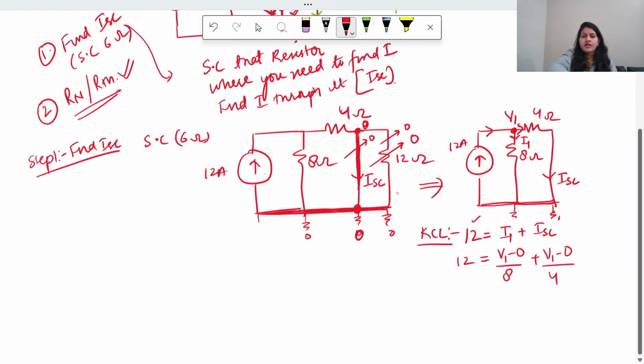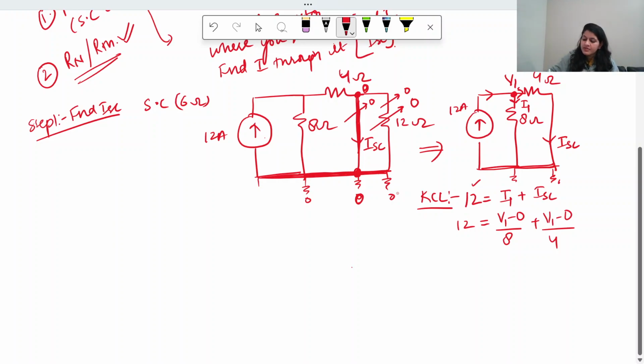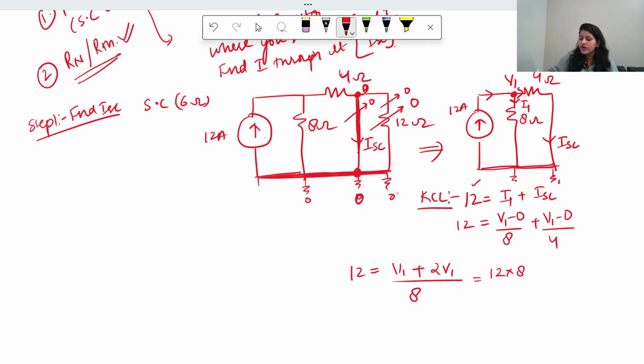I'll just go down. So it will be 12 is equal to, this is 8, this is V1 plus 2V1. So that is 12 into 8 by 3 is equal to V1. So this is 32 volt, right? The value of V1 is 32 volt.